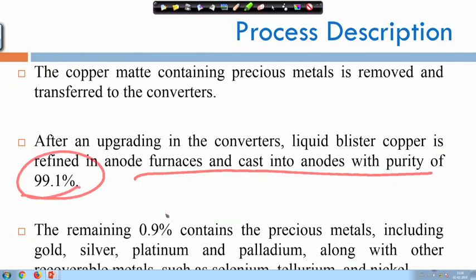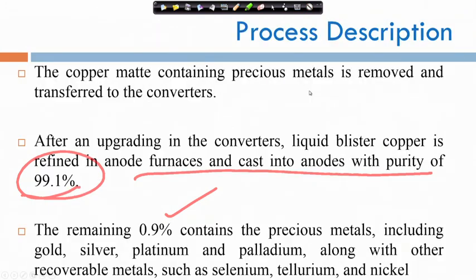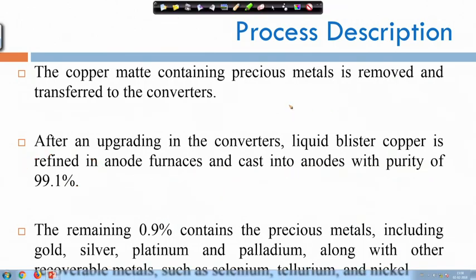The remaining 0.9% contains the precious metals including gold, silver, platinum and palladium, along with other recoverable metals such as selenium, beryllium and nickel. So, those are present in the other 0.9%.